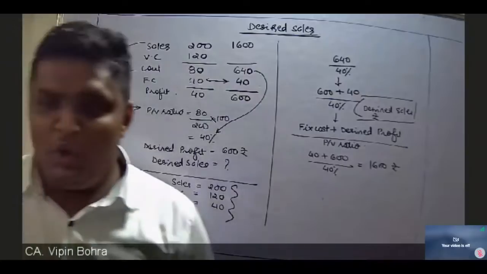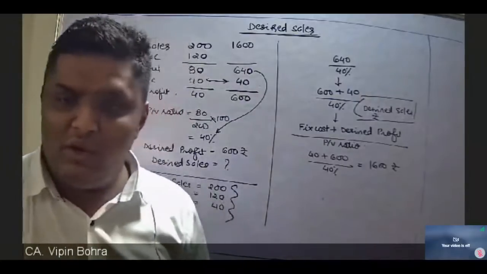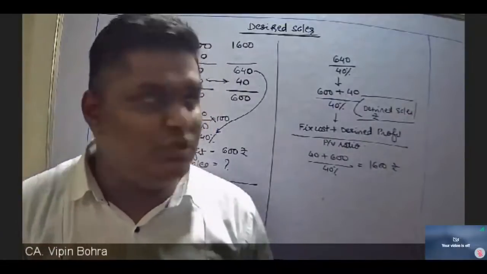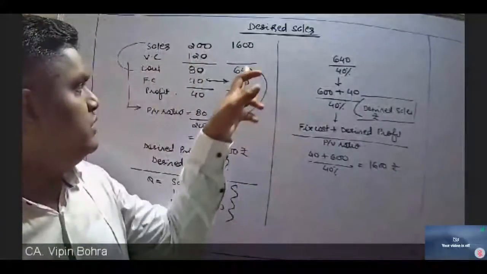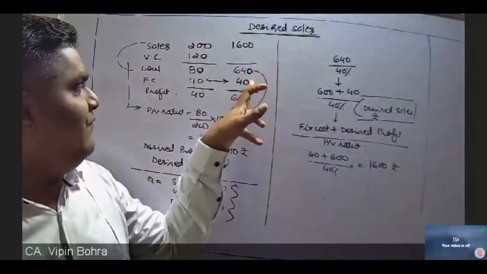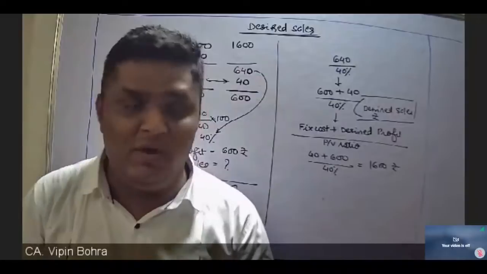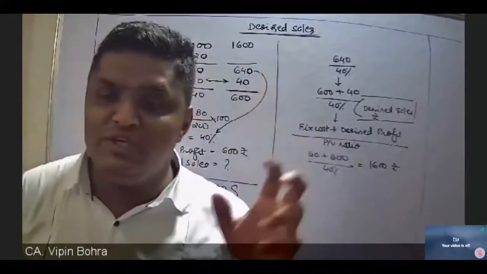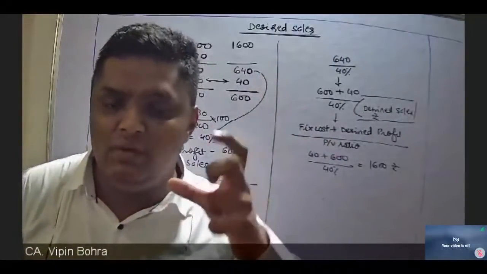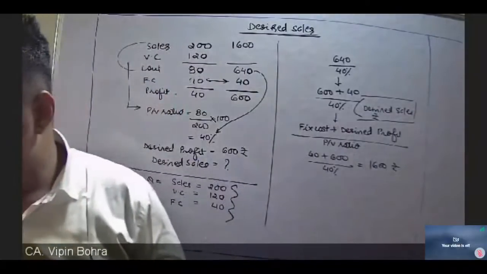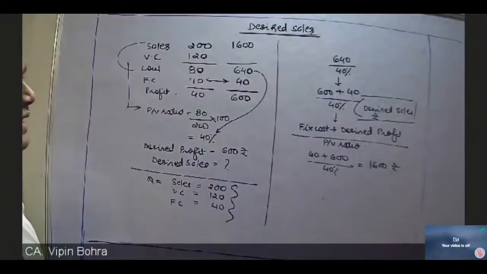No, Pooja. See, this is not the contribution. This is the calculated contribution. And how is this calculated contribution derived? With the help of fixed cost plus profit. So we cannot take it as contribution divided by PV ratio, because it's not the contribution as given in the question. It is the calculated contribution depending upon the figures. So I hope you have copied this part.